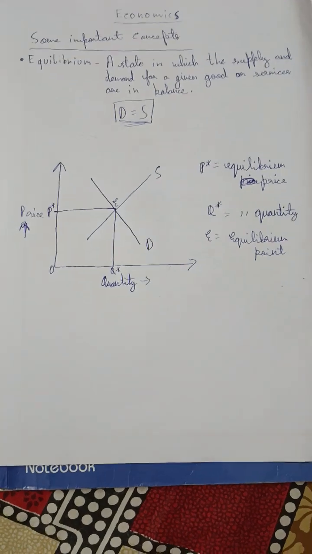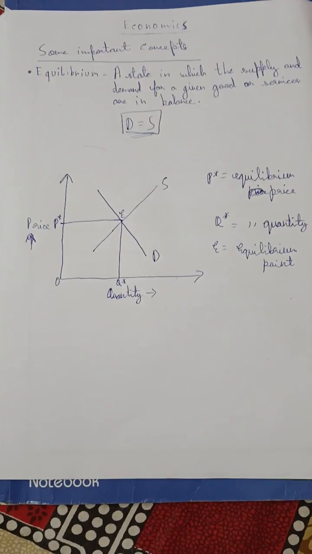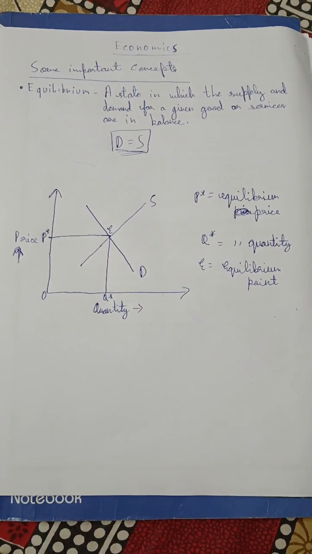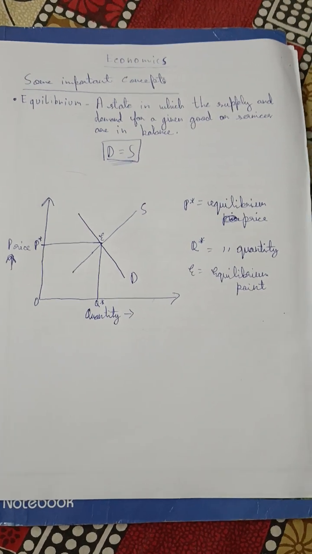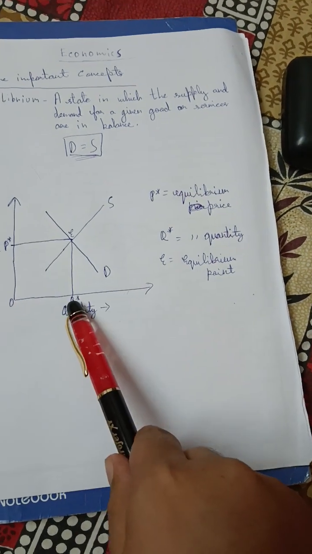Basically this is the point where the supply will be equal to demand. That's why they are intersecting each other. Okay, when demand is equal to supply, only at that place will the supply curve intersect the demand curve. Okay, and this is the equilibrium price and this is the equilibrium quantity.